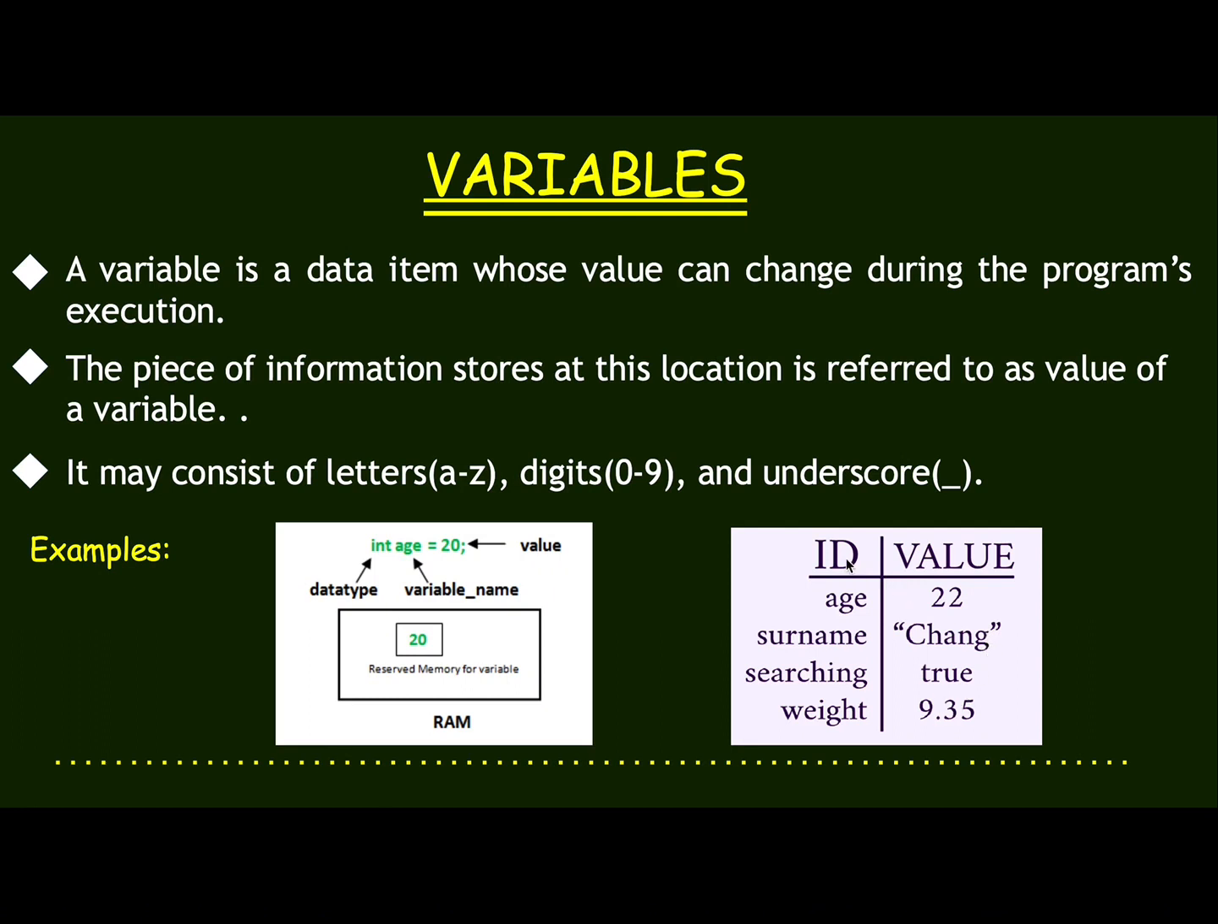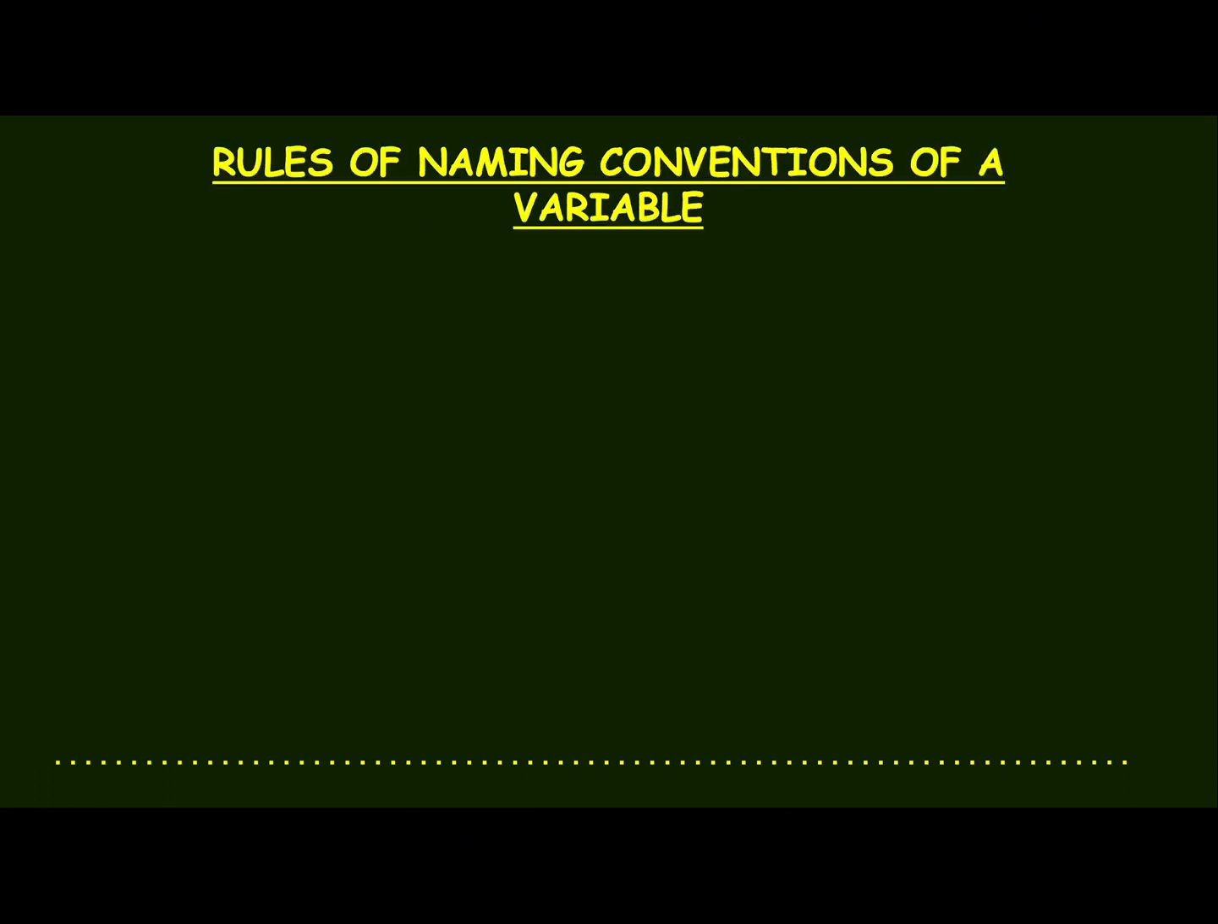So the ID session represents the variables that you are going to search on, and when you are searching on the variables, the values of those variables might be changing due to your search program or due to the search that you are doing or what you are looking for. So a variable in total, as we said, is a data item whose value can change during a program's execution. Now let's look at some of the rules when naming a variable.